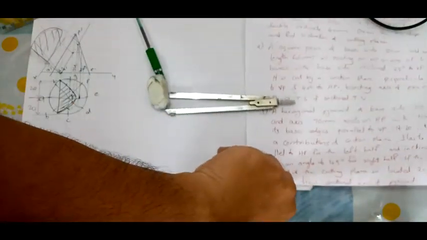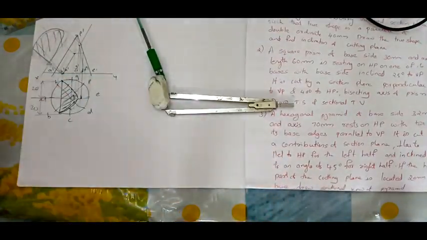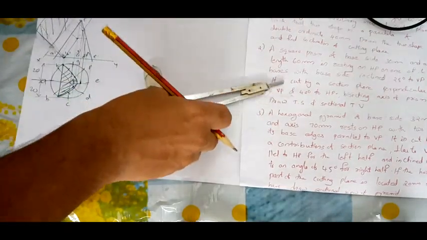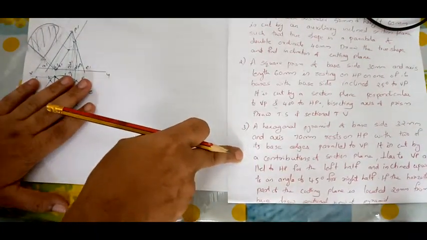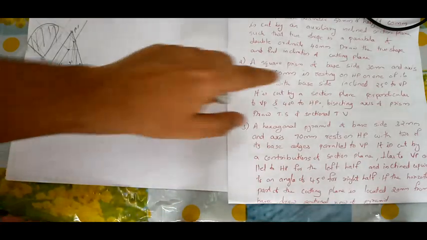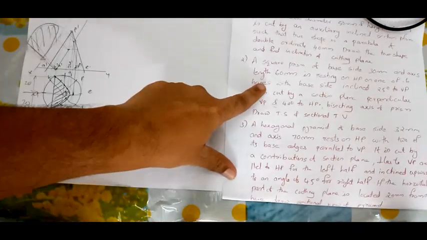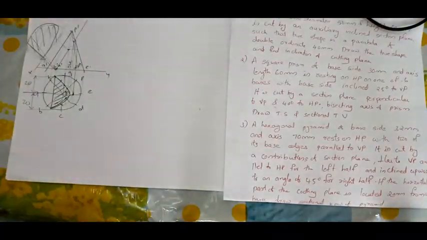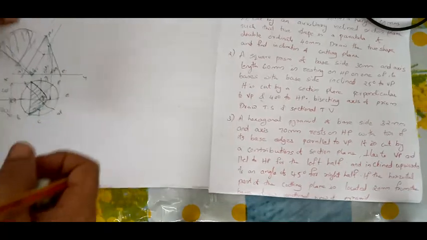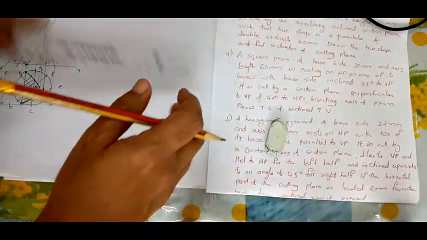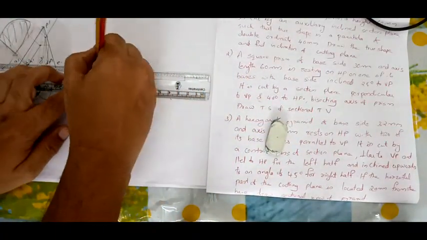So we'll move to the second question. Second question means square prism. They have given a square prism resting on HP on one of its bases, with the base side inclined 25 degrees to VP. So there is a difference. The question is somewhat different. So how to draw it, I will show you.